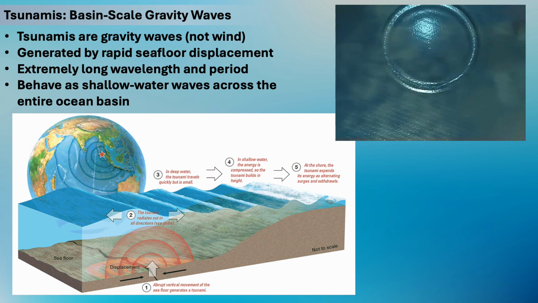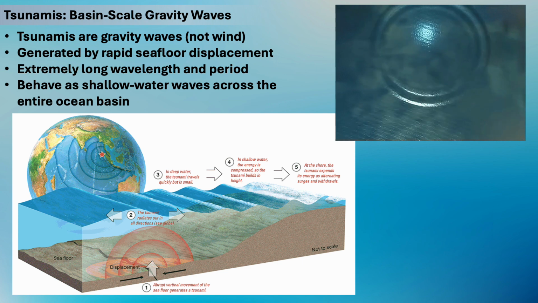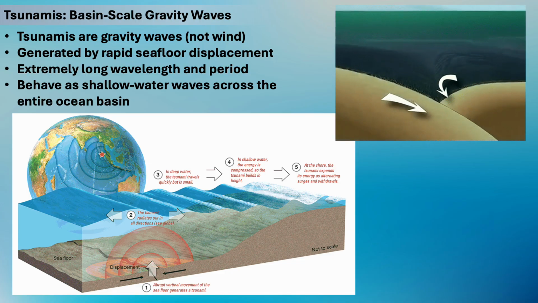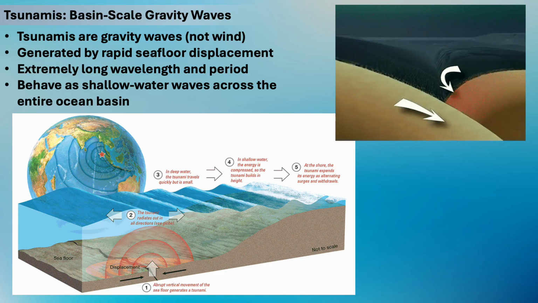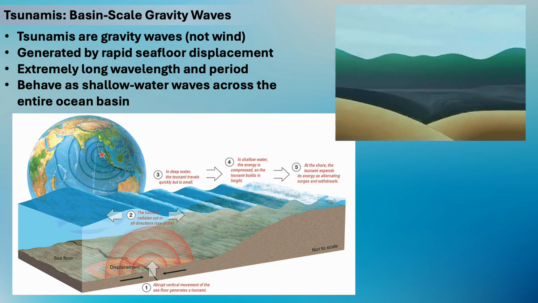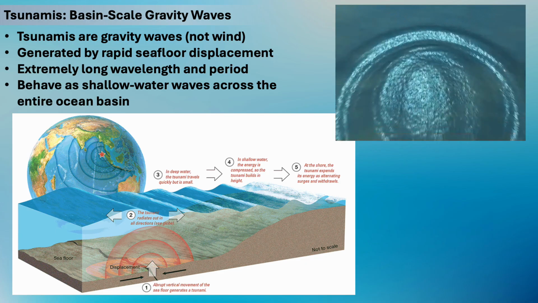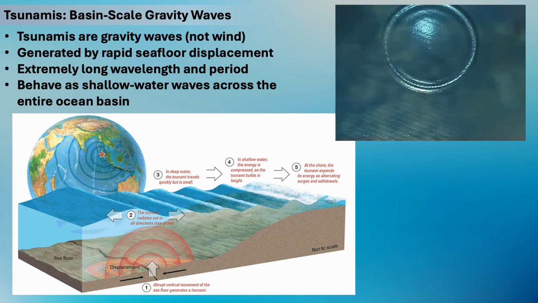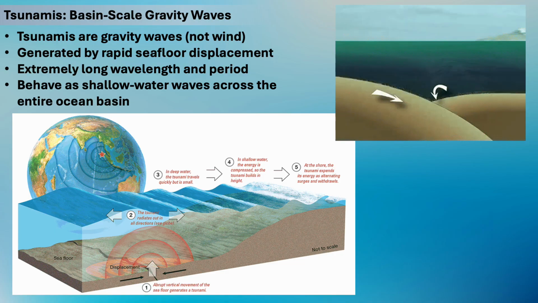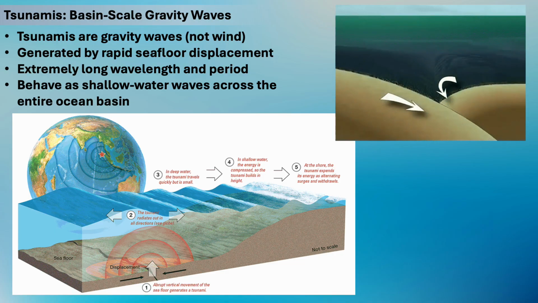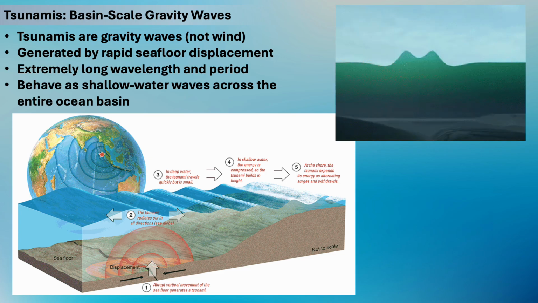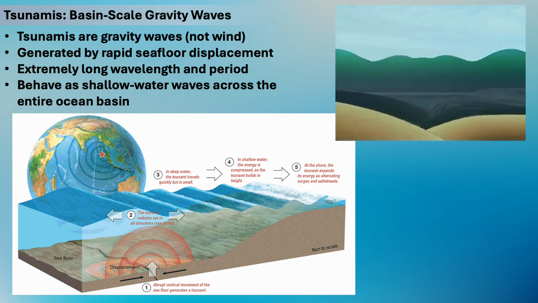From a wave physics perspective, tsunamis provide a powerful example of how generation mechanism, wavelength, and boundary interaction determine wave behavior. They are not an exception to wave theory, they are an extreme case that helps clarify it. Understanding tsunamis as waves, not as some anomaly, strengthens our ability to understand tides, coastal processes, and the broader dynamics of ocean motion.